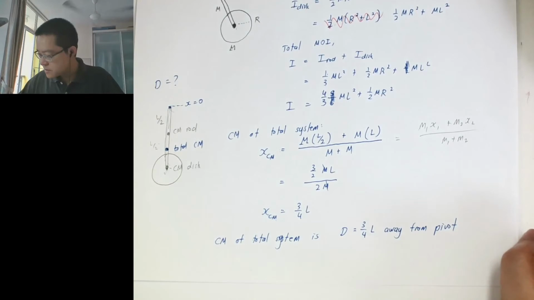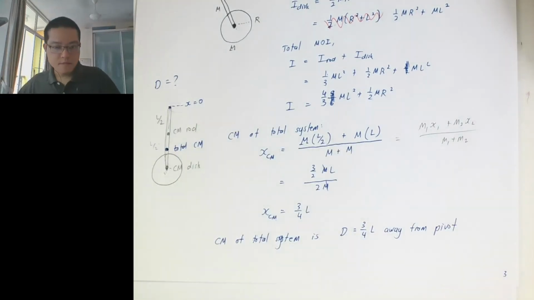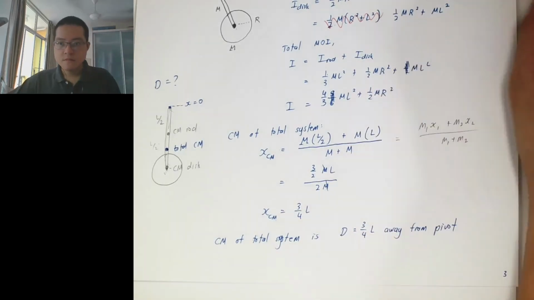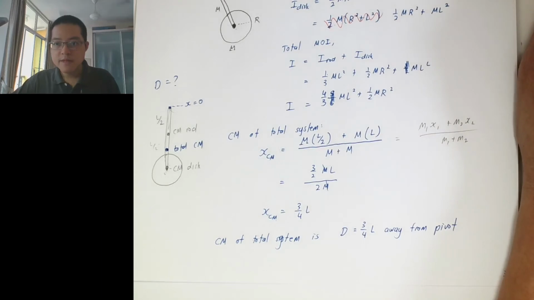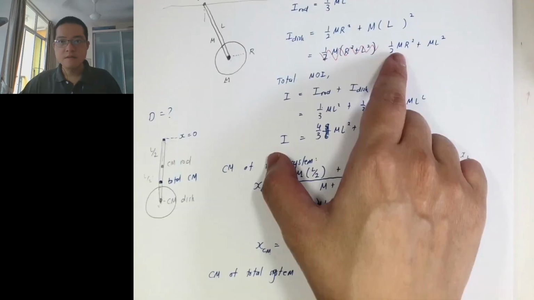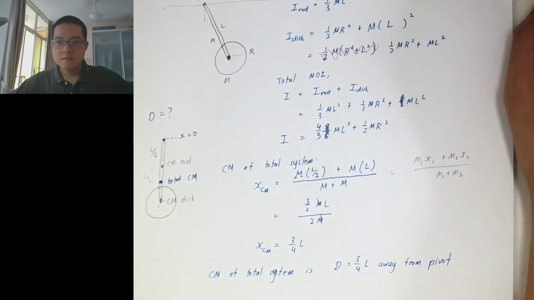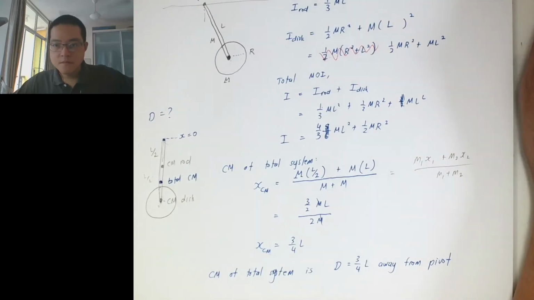Page 2, page 3, page 4. Okay. Yeah, that's wrong. Yeah, I corrected this already. Right. The ml square is the parallel axis theorem, yes. Am I recording? Test. Yeah.